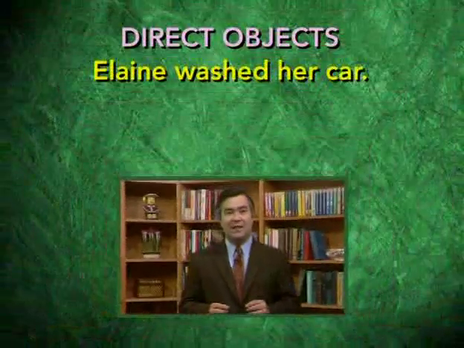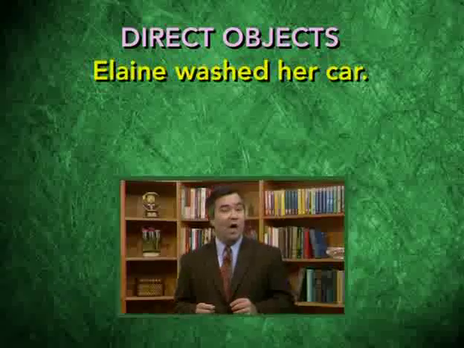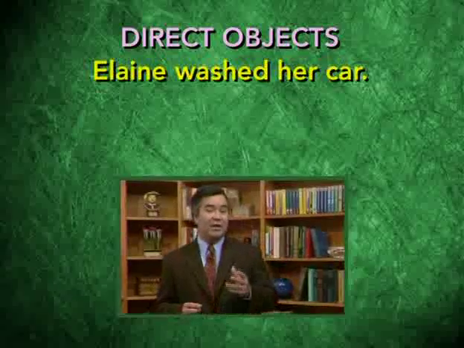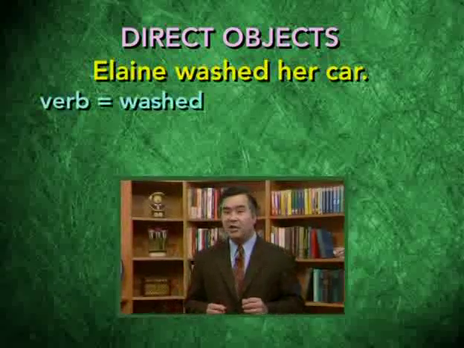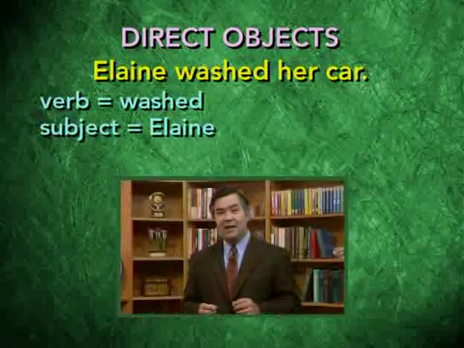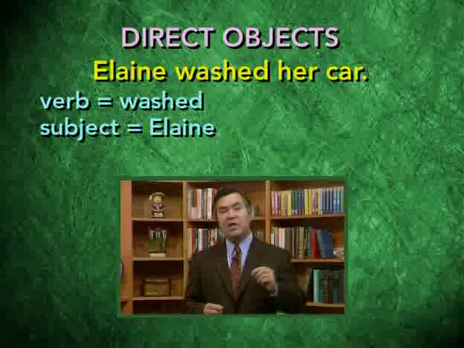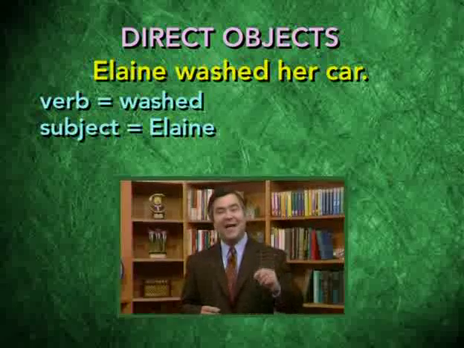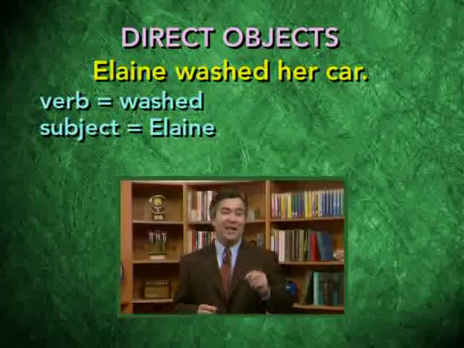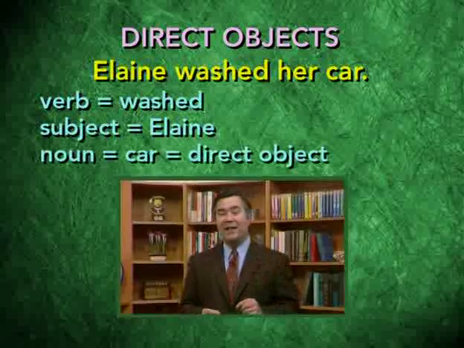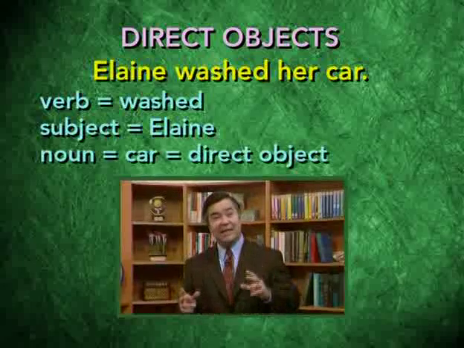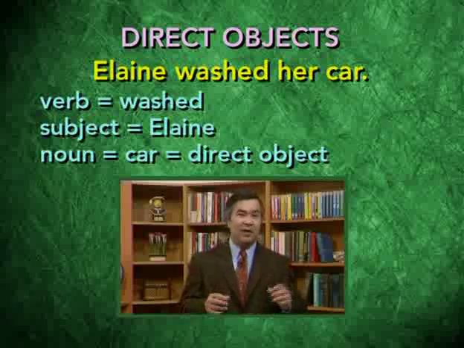Take a look at this example. Elaine washed her car. What's the verb here? Washed. The subject, Elaine. And what did Elaine wash? She washed her car. Where's the noun or pronoun that tells us exactly what Elaine washed? The noun car tells us what Elaine washed. And so that's the direct object of the verb washed.